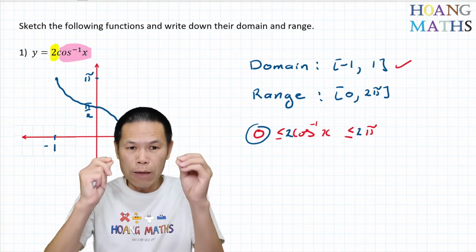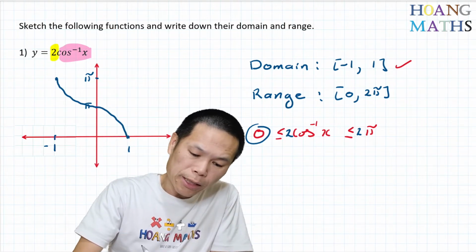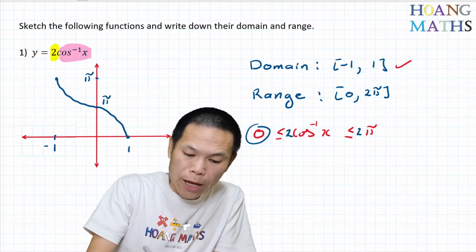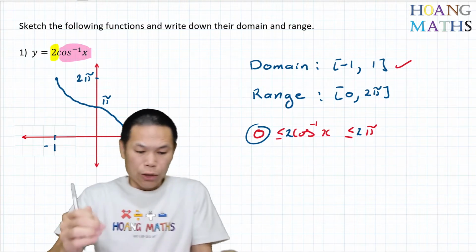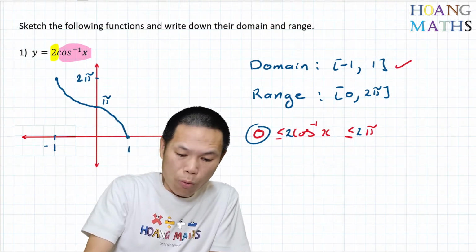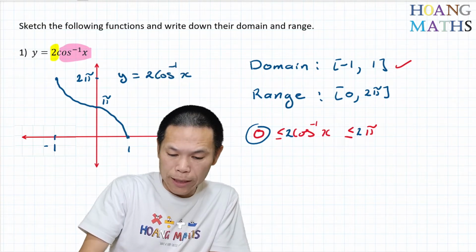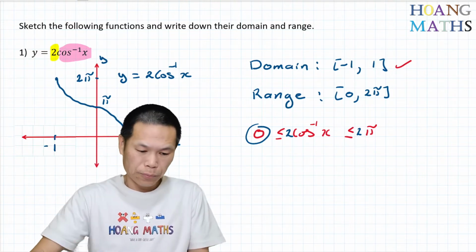So there you go. So let me just change the y value. So this is, instead of pi over 2, we have pi. And instead of pi, we times by 2, so 2 pi. So there you go. So this is y is equal to 2 cos inverse of x. And this is x, and this is y. So there you go.